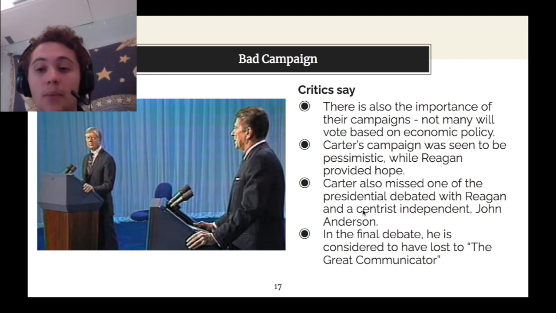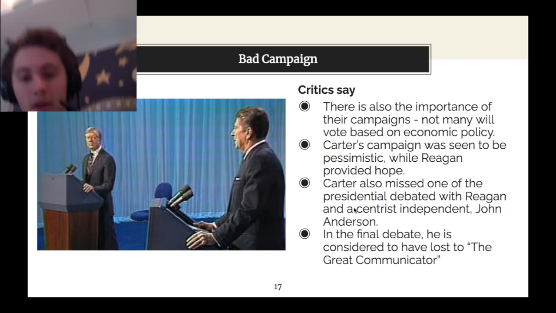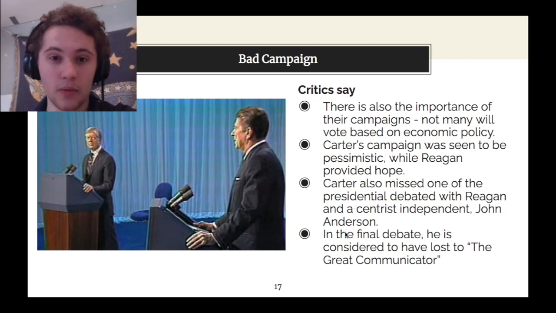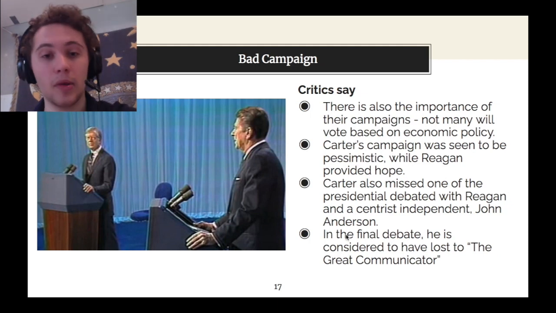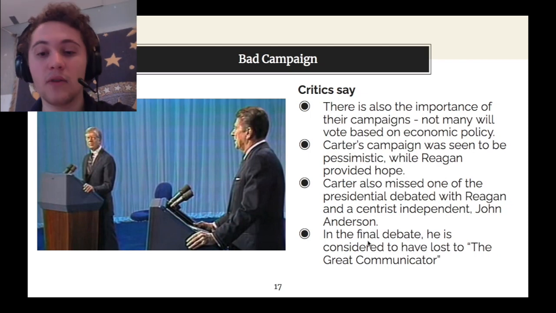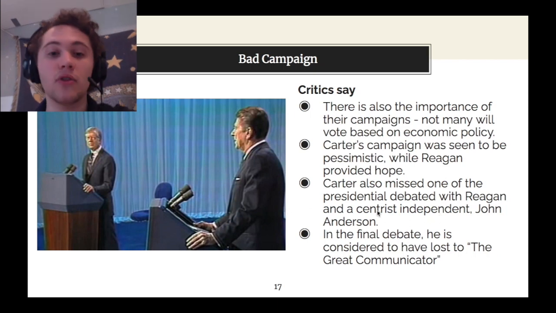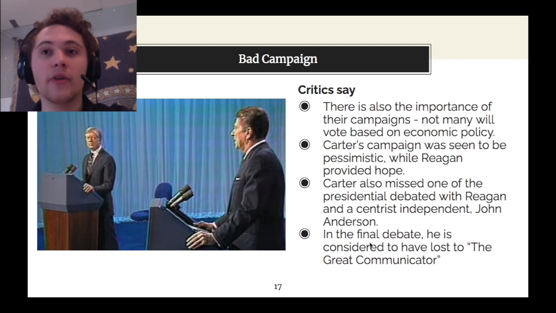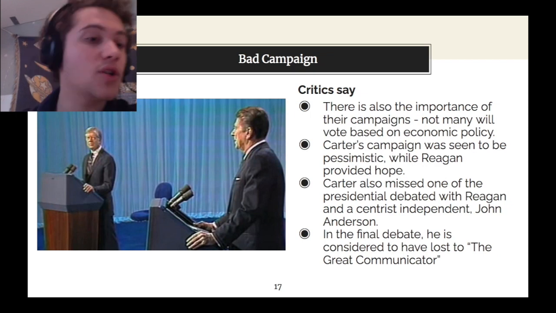Carter also missed the first presidential debate with Ronald Reagan and the centrist independent John Anderson, who had been a runner in the Republican primaries and eventually ran as an independent. And so when he misses that, a lot of people will have their attention geared to these two people instead of Jimmy Carter, and a lot of people would maybe look at John Anderson as a more leftist approach to the issue when Jimmy Carter isn't there.